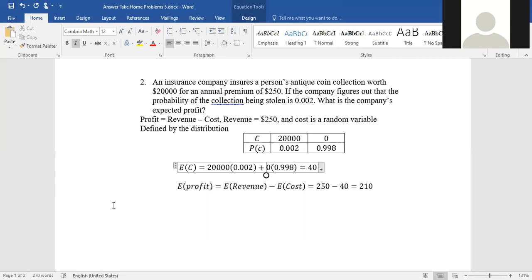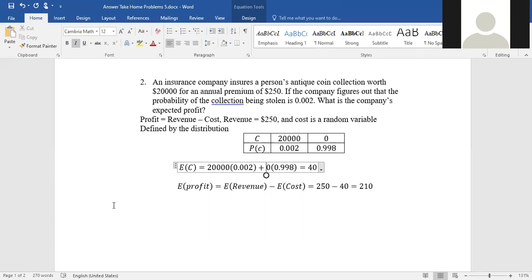So we use the rule that profit equals revenue minus cost, and identify the random variables involved. The revenue here is the money you get. How much money is the insurance company getting? $250. That's what we call the premium in insurance. It's the fixed amount of money you pay the company. It's not a random value, it is a constant.